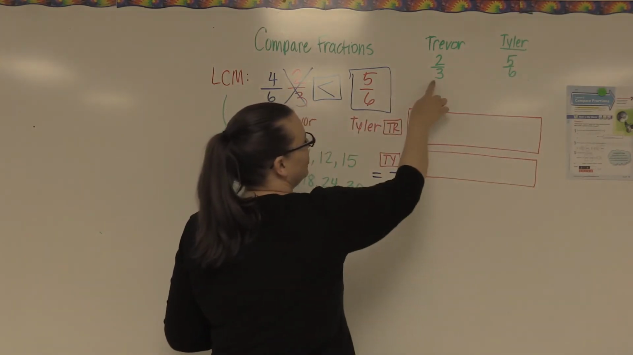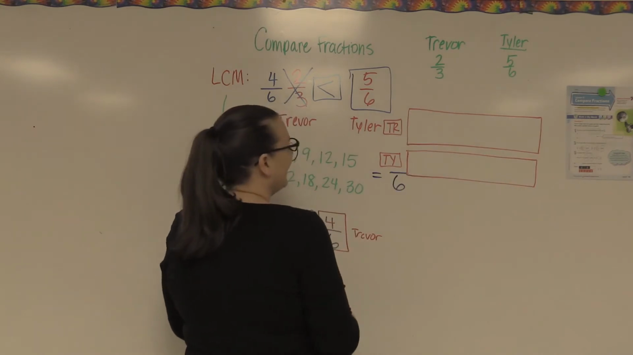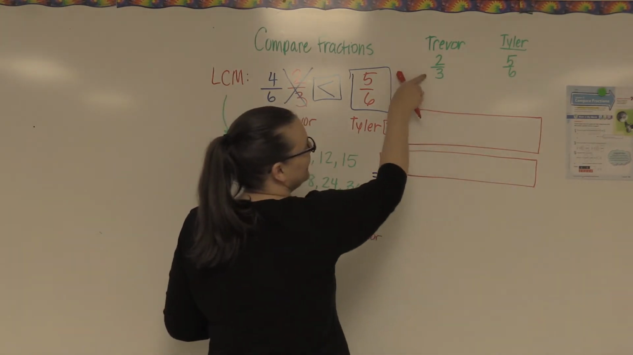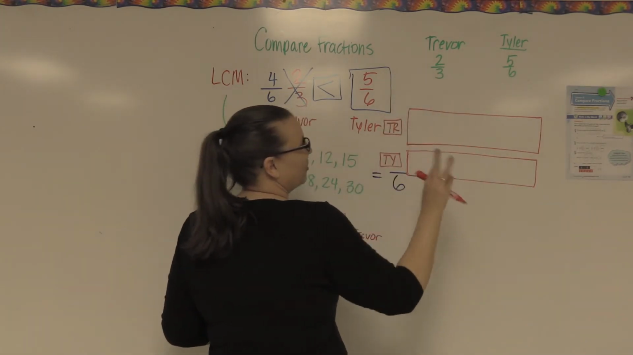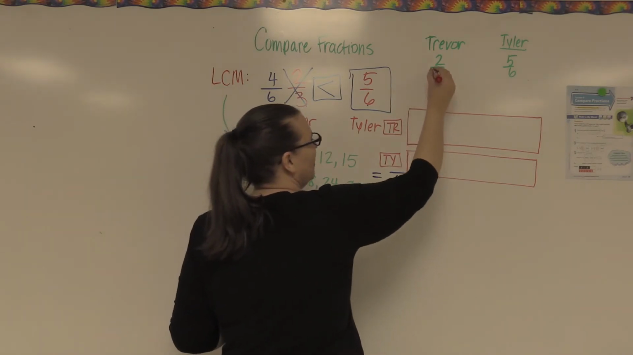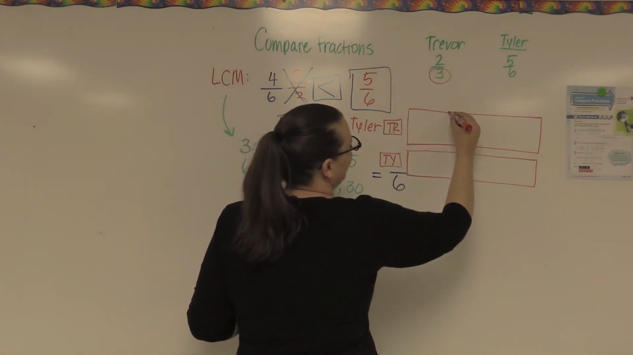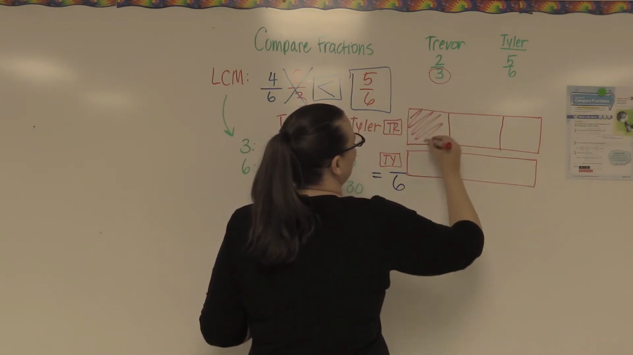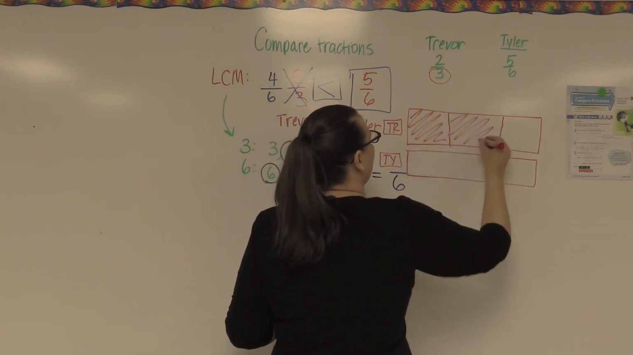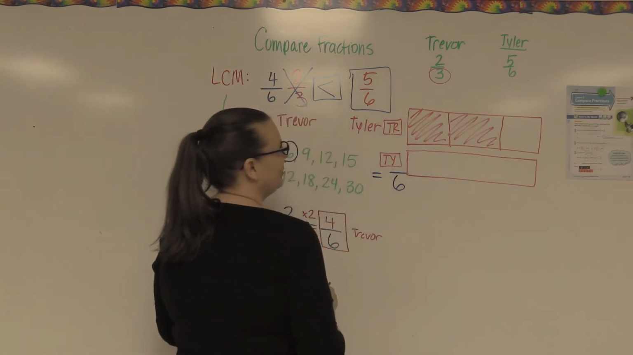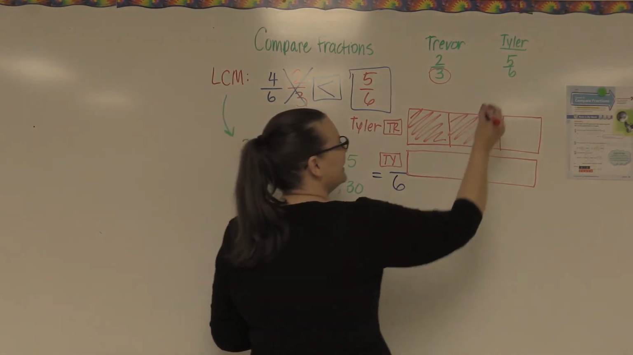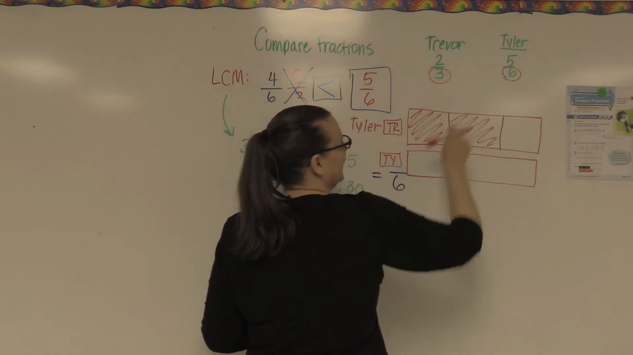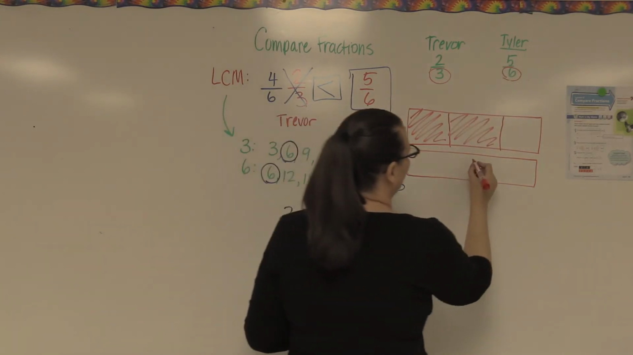Now, if I have to show 2/3 for Trevor, that means I'm going to split this fraction bar into thirds, into 3 pieces, because of this denominator right here. So if I split it into thirds, and he got 2/3, I'm going to show you by shading it. There's Trevor's. Now Tyler's has to be split into 6ths, right? Because that's the denominator of that problem.